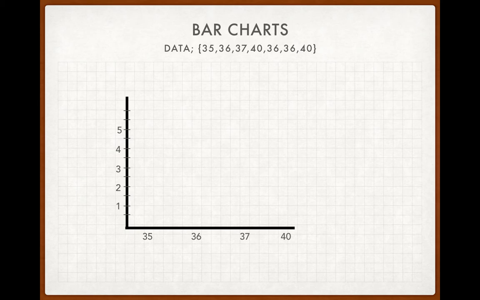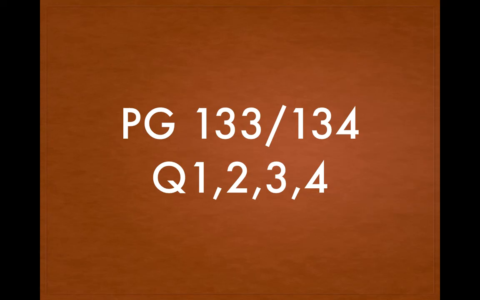All right, so how high is my first bar? Well, I've only got 1 35, so it's 1 high. My second bar, I've got 3 36s, so it's 3 high, 1 high for 37, and 2 high for 40, because there's 2 of those present. Again, the thicknesses of the bars should be the same. And then, gents, the mode can be read as 36. Okay, pause the video and do that.